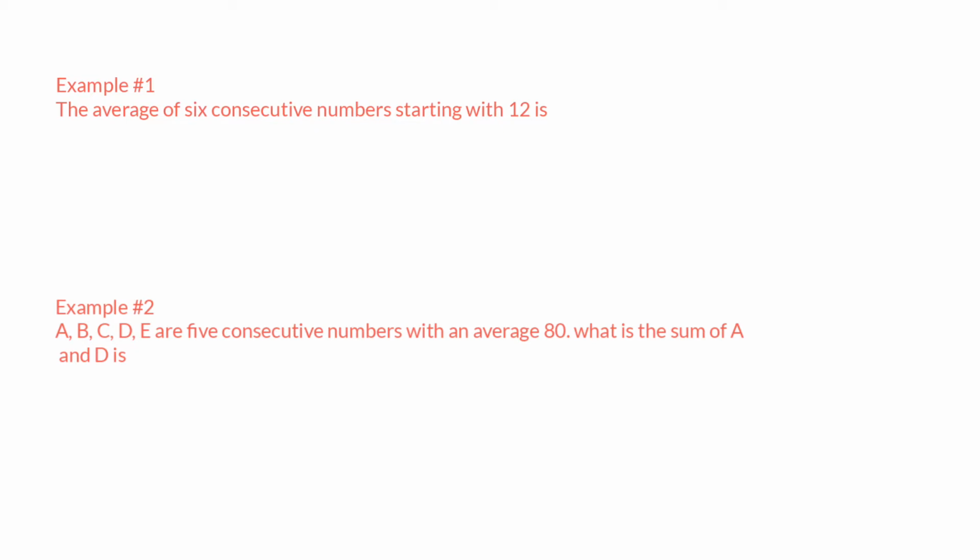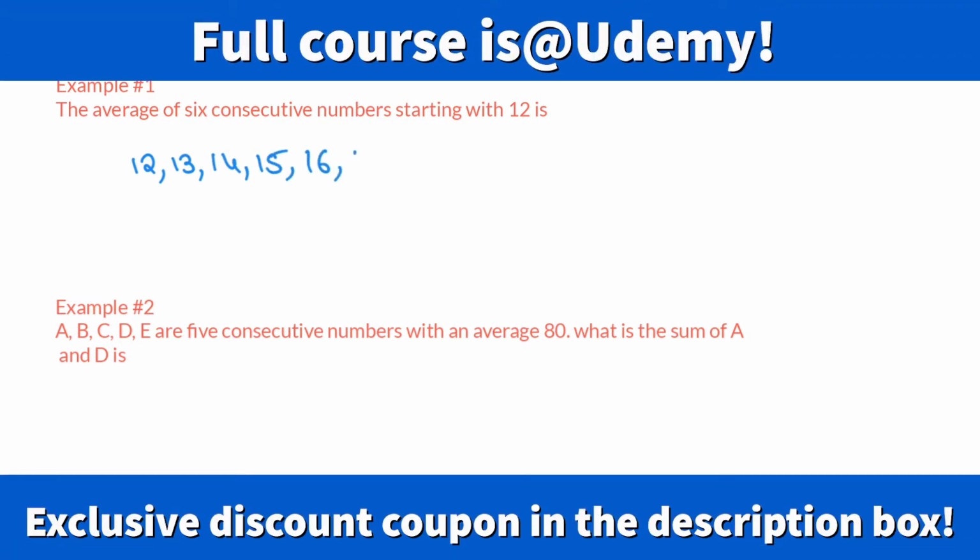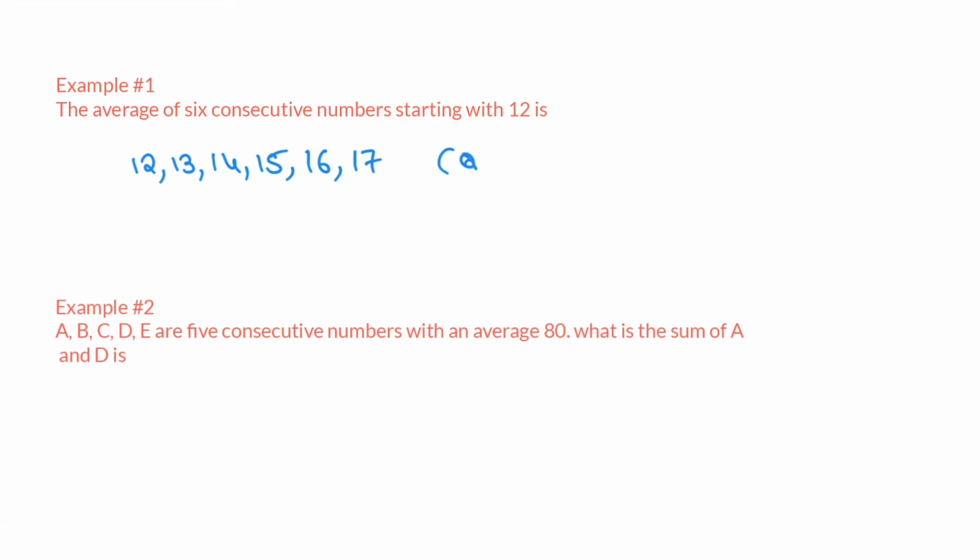In the problem statement, it is given that we have 6 consecutive numbers starting with 12. They are 12, 13, 14, 15, 16, and 17. From quick trick 2, this is the trick which belongs to a count of even numbers, we can say that the desired average value will be the mean value of these two numbers, 14 and 15. So that value is 14.5.